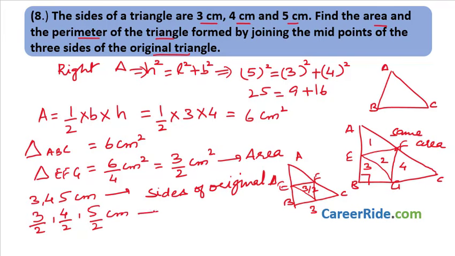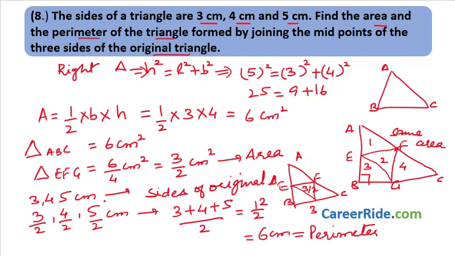So what is the perimeter here? The perimeter becomes 3 plus 4 plus 5 by 2. That is equal to 3 plus 4 is 7, 7 plus 5 is 12 by 2. That is equal to 6 centimeter actually. So this is the perimeter. The perimeter in this case is 6 centimeters and the area in this case is 3 by 2 centimeter square. I hope you are able to follow this question. If not, you can replay the video, this much part, and understand it clearly.